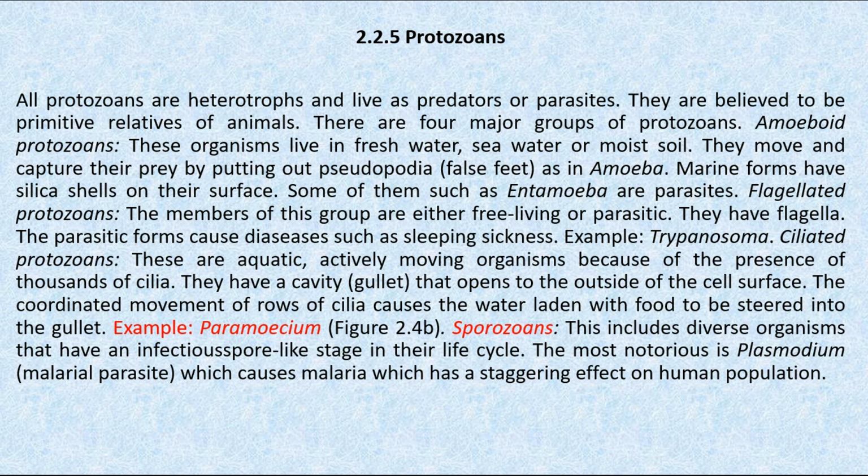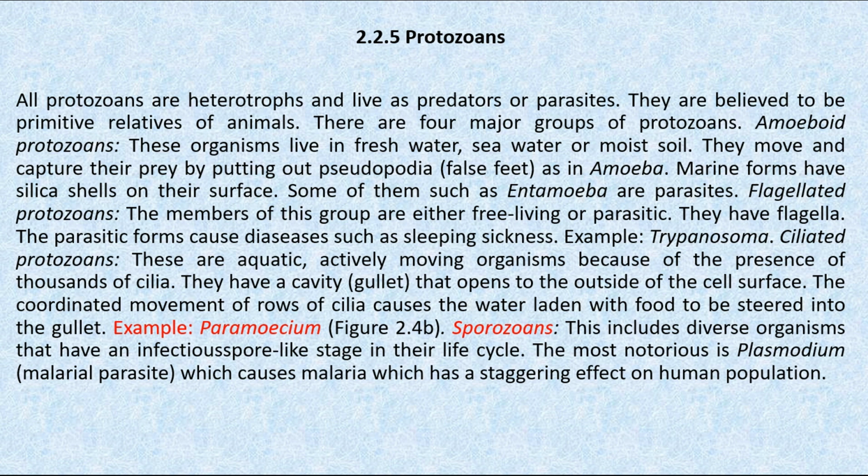Flagellated protozoans: the members of this group are either free-living or parasitic. They have flagella. The parasitic forms cause diseases such as sleeping sickness. Example, Trypanosoma. Ciliated protozoans: these are aquatic, actively moving organisms because of the presence of thousands of cilia.